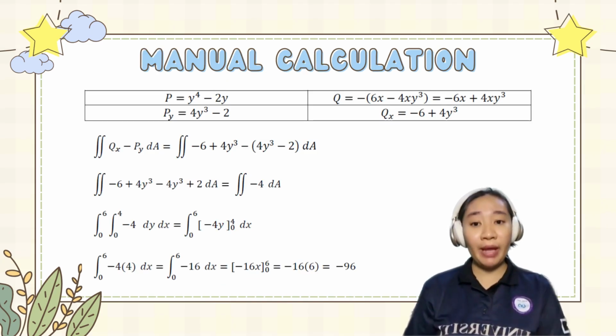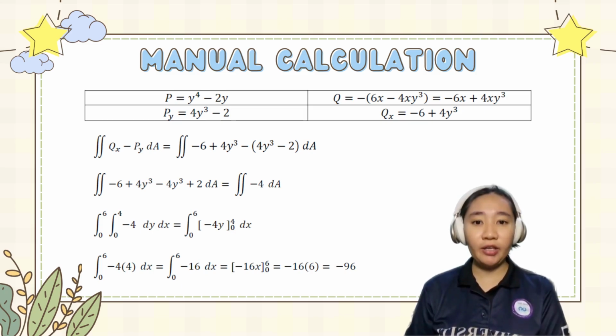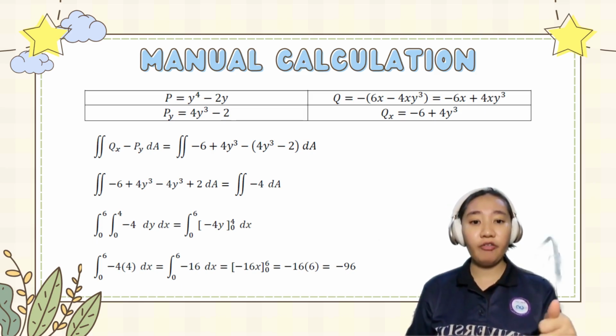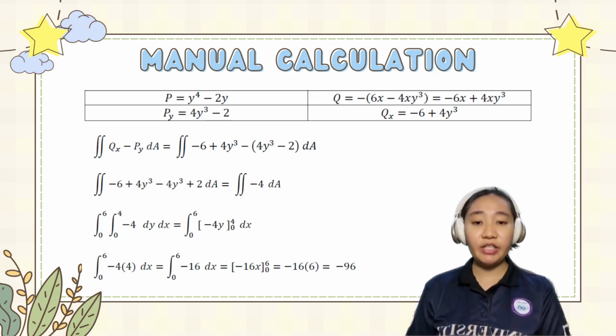Okay, let's now walk through the manual calculation. First, we identify P and Q from the integral. Here P equals y to the fourth power minus 2y and Q equals negative 6x minus 4y cubed x, which simplifies to negative 6x plus 4yx. Now we take the partial derivatives needed for Green's theorem. The partial derivative of P with respect to y is 4y cubed minus 2, and the partial derivative of Q with respect to x is negative 6 plus y cubed.